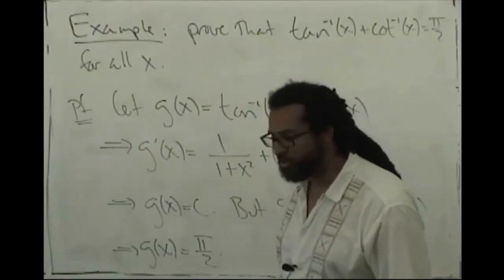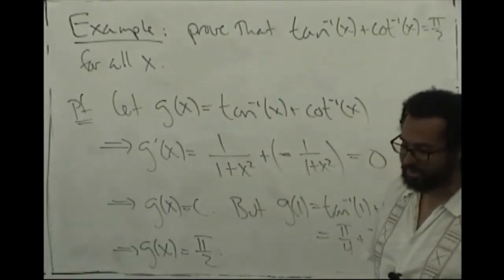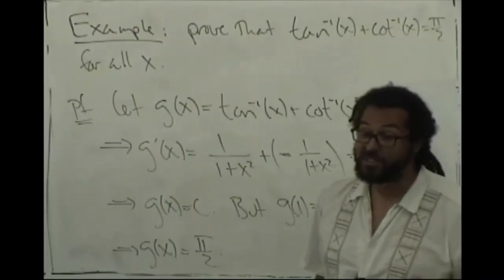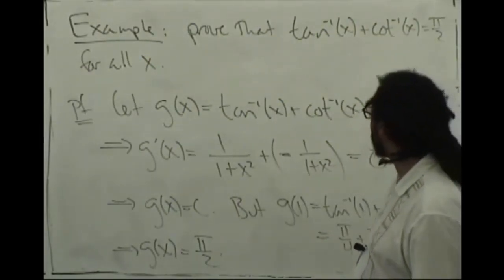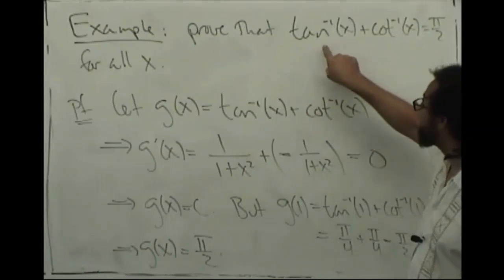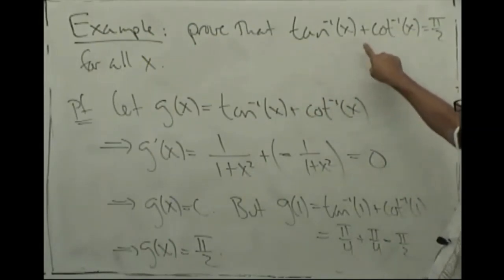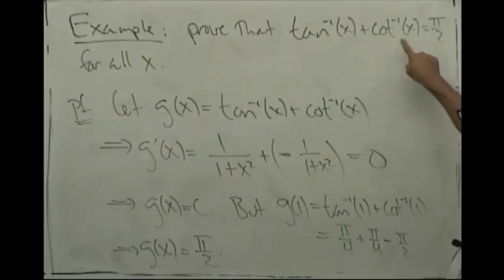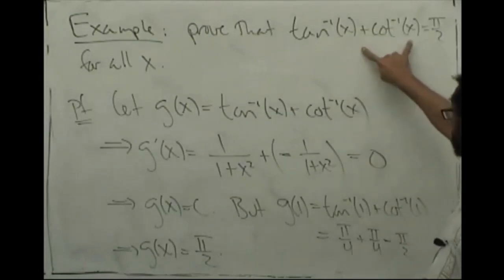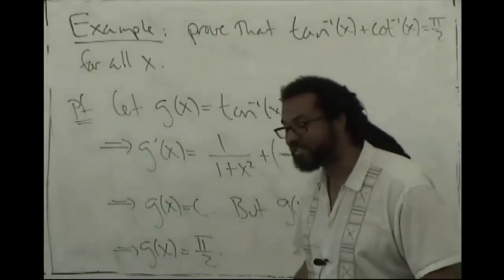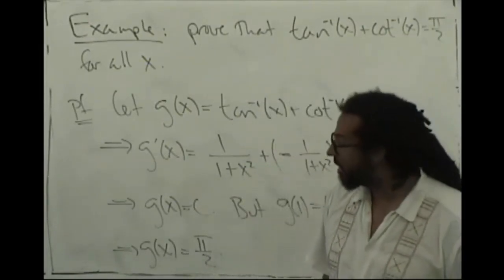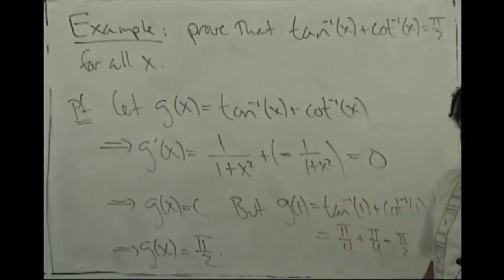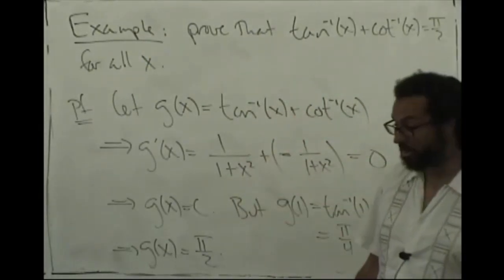Okay, here's an example using the thing that we just proved, that if a function has derivative 0 everywhere, then that function must be constant. So let's use that fact to prove this identity. We want to show that the inverse tangent of x plus the inverse cotangent of x is equal to pi over 2, right, for all x. So no matter what x I plug in, I'm going to get pi over 2. That's similar to the identity sine squared of x plus cosine squared of x is equal to 1.